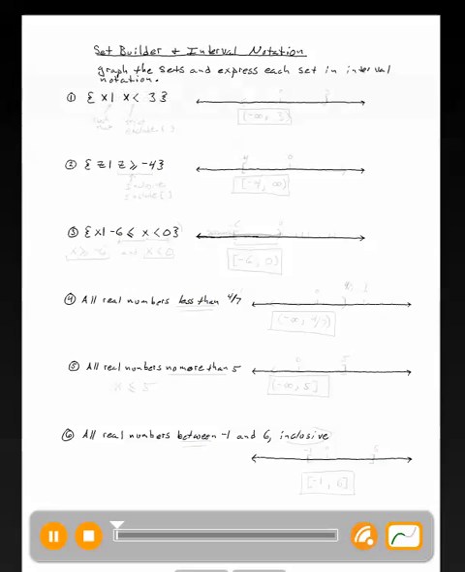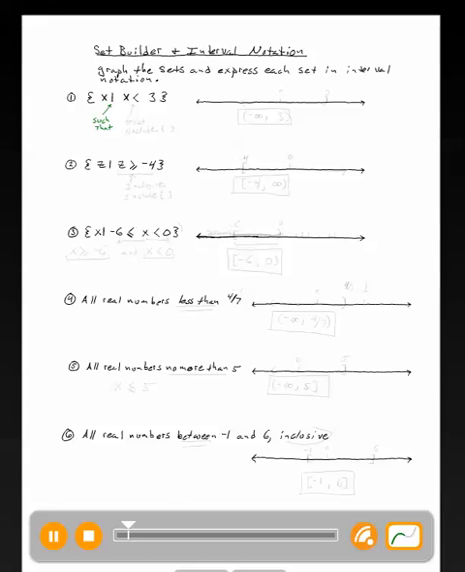Alright, so this is on set builder and interval notation, and the directions say to graph the sets and express each set in interval notation. So the first thing we have to be able to do is actually read the set builder notation. If we look at problem 1, remember that vertical bar right there is read "such that." So this one says x such that x is less than 3.